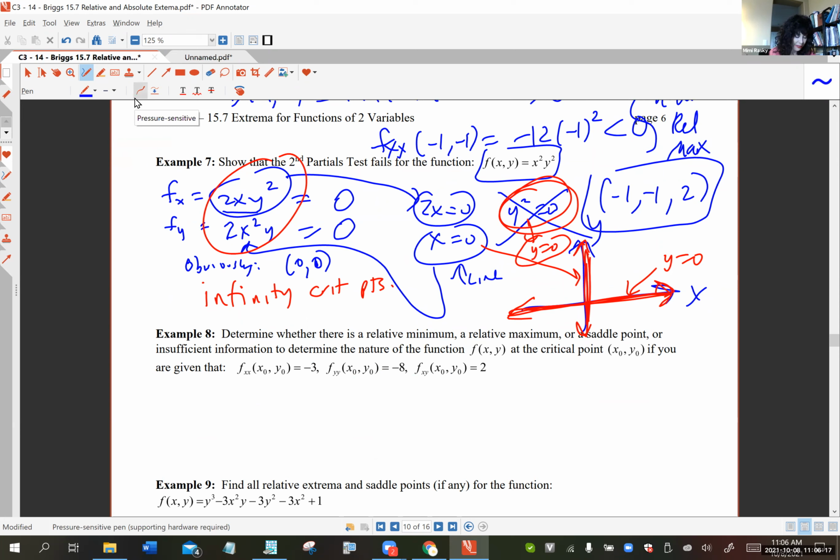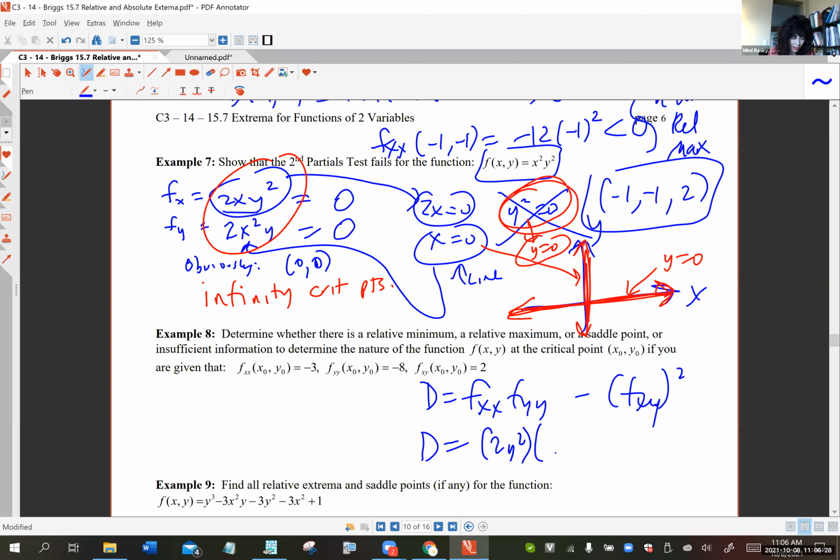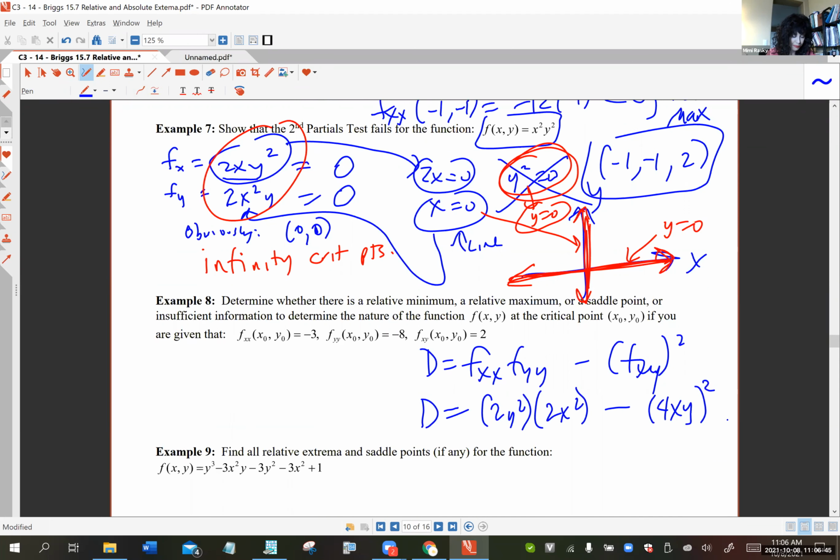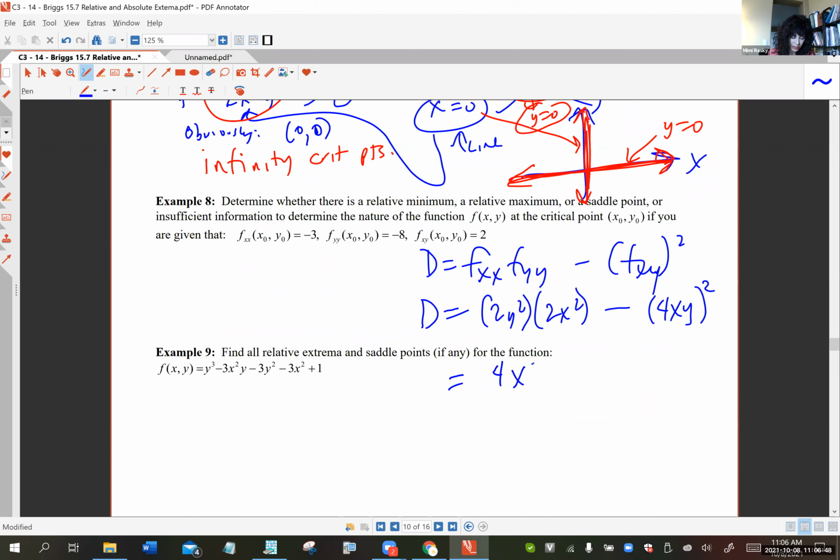Well, let's get the D together. Let's go get those second partials. So fxx is 2y squared. Fyy is 2x squared. And then fxy is what? 4xy. All right. And then you're going to square it. Ooh, cool. So what do I have here? I have 4x squared y squared minus 16x squared y squared. Oops. So it looks like D is equal to negative 12x squared y squared.